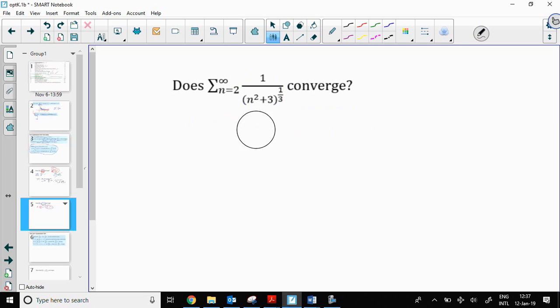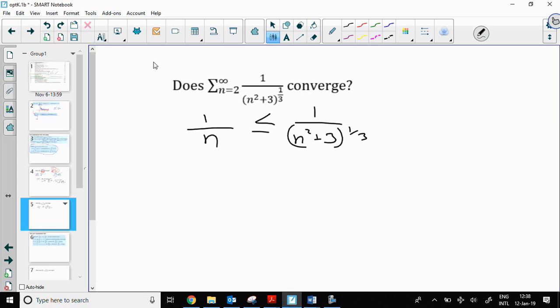So I'm going to set up a comparison. In this case, I'm going to show that 1 over n is actually less than or equal to 1 over n squared plus 3 to the 1/3. It's not an obvious thing to think of, so perhaps the problem might say, use a comparison with 1 over n to show that this series converges or diverges. I mean, since I'm comparing it with 1 over n and saying that it's less than it, then obviously the series is going to diverge. So let's see how that would look.